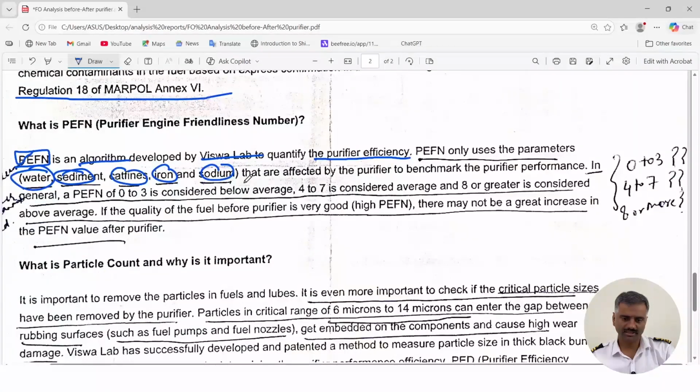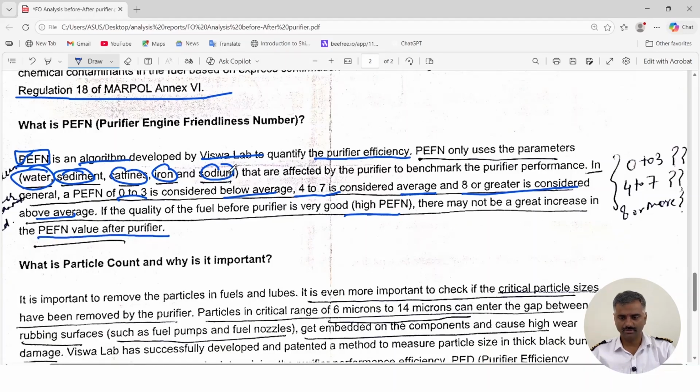Okay, the average value of those that are affected by the purifier is used to benchmark the purifier performance. So this is what the purifier is meant to separate. If it is doing it properly, then it is a better purifier efficiency. In general, an engine friendliness number from 0 to 3 is considered below average, 4 to 7 is considered average, 8 or greater is considered above average. If the quality of the fuel before the purifier is good, then the engine friendliness number after the purifier will also be good, obviously good.